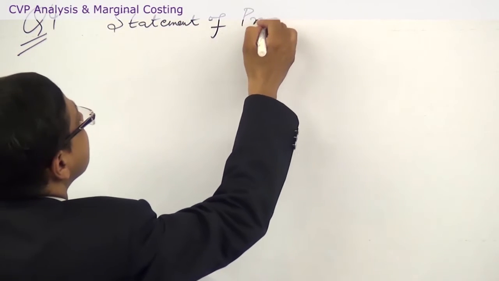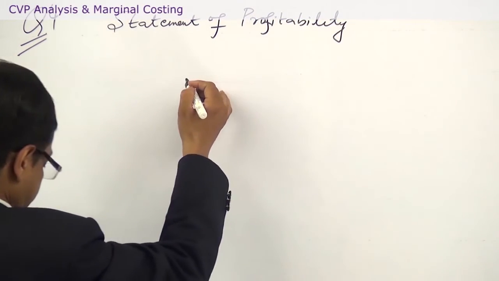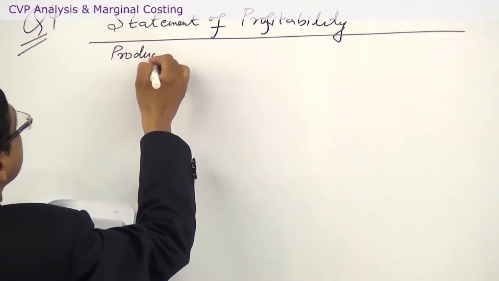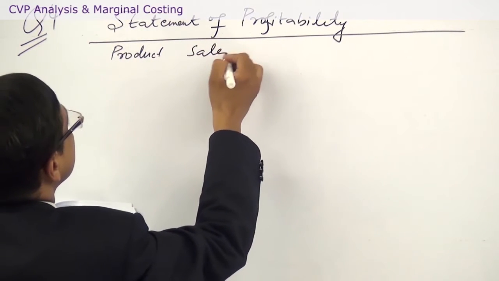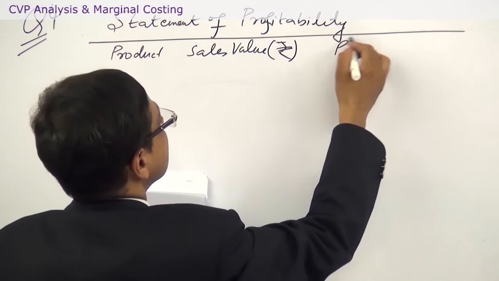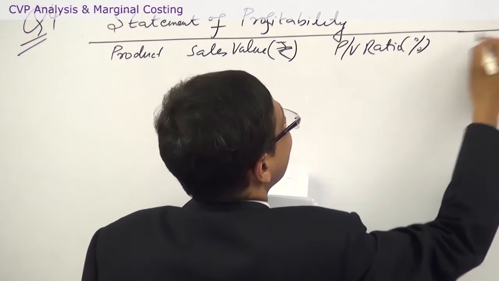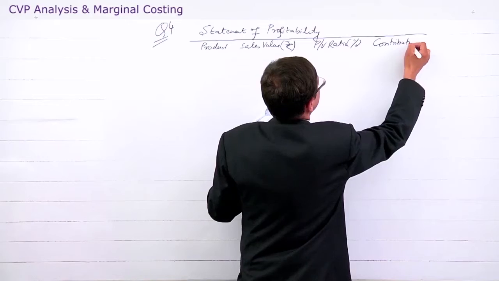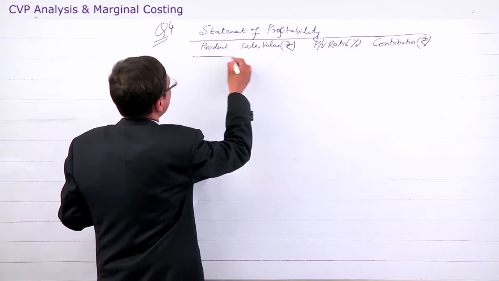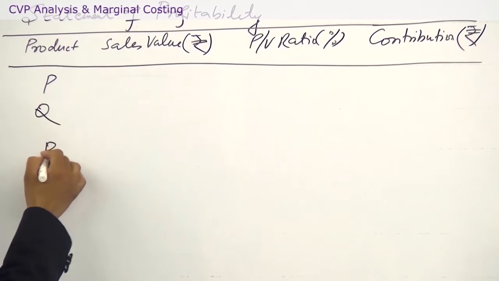Statement of profitability. So, product, sales value in terms of rupees, PV ratio in terms of percentage and contribution in terms of rupees. P, Q and R.